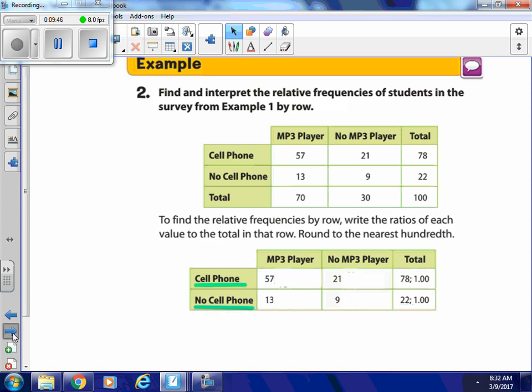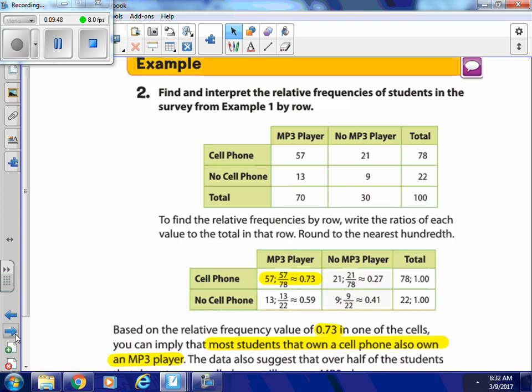So let's talk about what those numbers mean. So I've got a 0.73. And remember, my denominator was this. So what are we talking about? Well, we've got cell phone users that also own MP3 players. So it looks like most of my cell phone owners also own MP3 players.